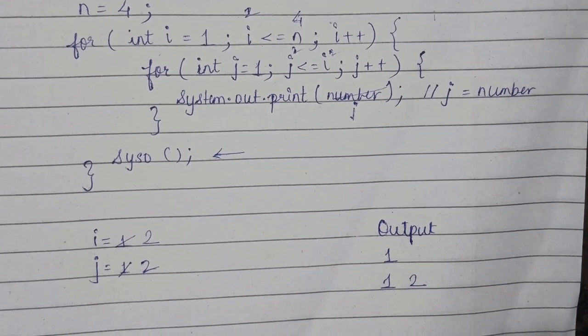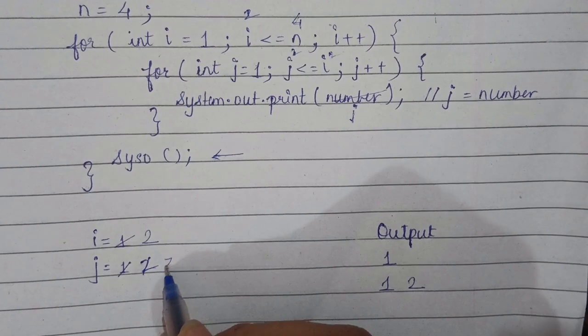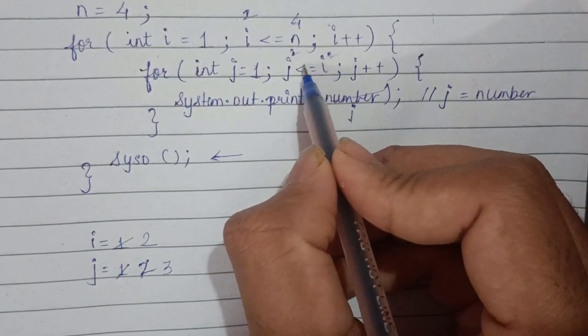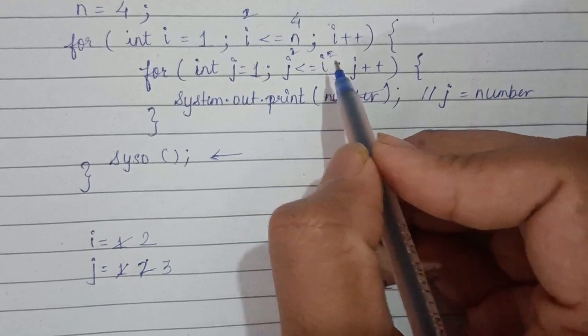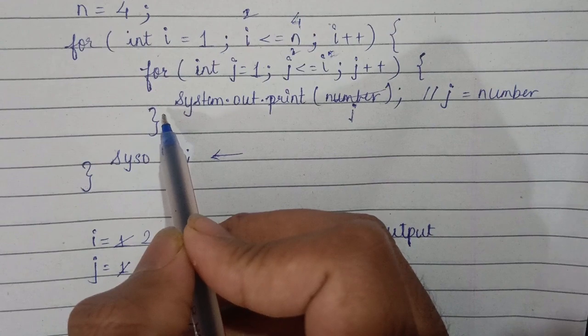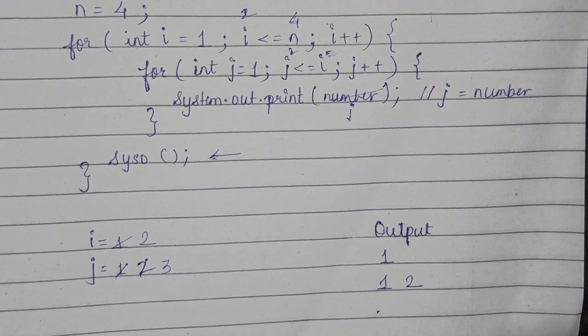Now j's value gets updated, and j becomes 3. It will check the condition: is 3 less than or equal to 2? The condition is false, so the inner loop will terminate, and the compiler will go to the next line.